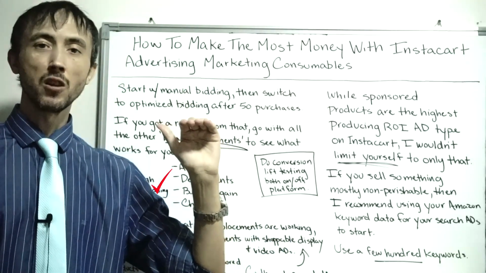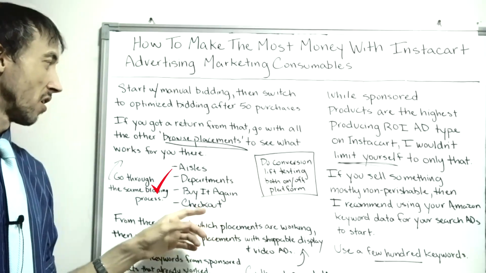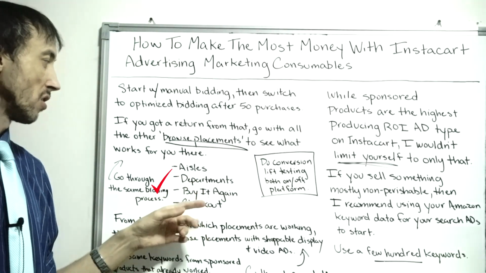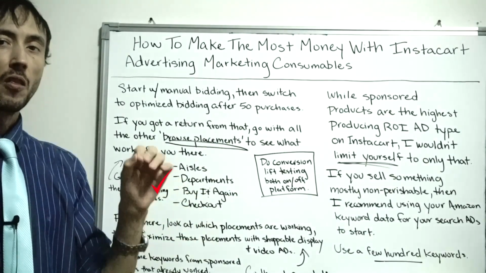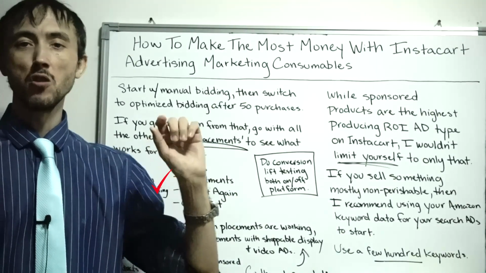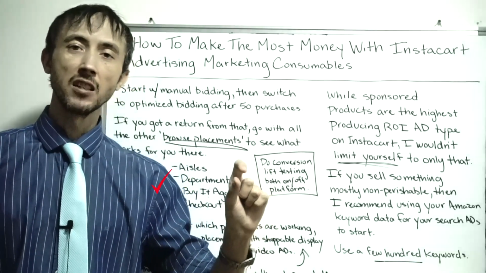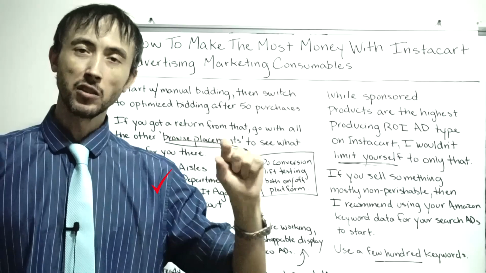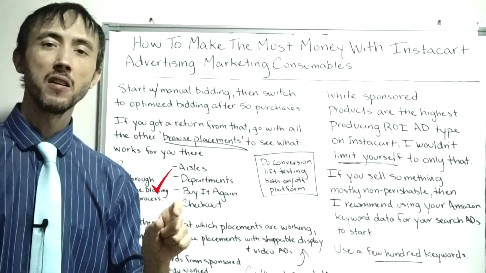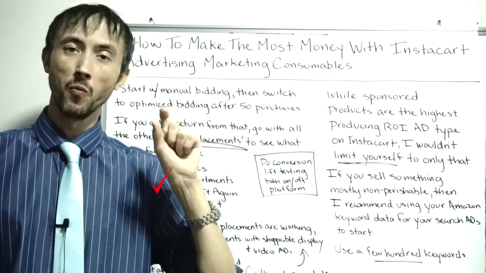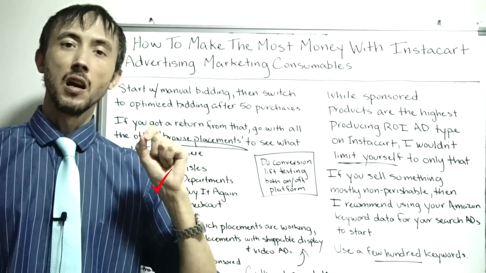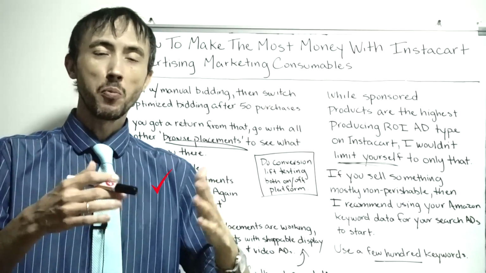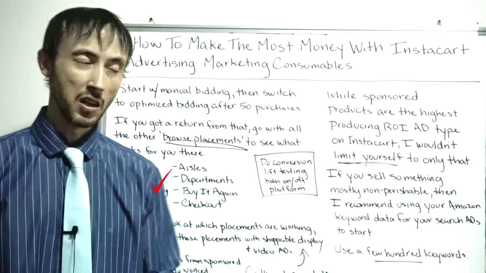So if you find out the return on the buy it again placement is 25% of what the aisle placement is, then you just simply bid 75% less on the buy it again placement to get at least a trickle of traffic from it, or whatever the Instacart platform will bring you. But then you obviously aren't overpaying, so you'll pay what the placement is worth to your company essentially at the end of the day.